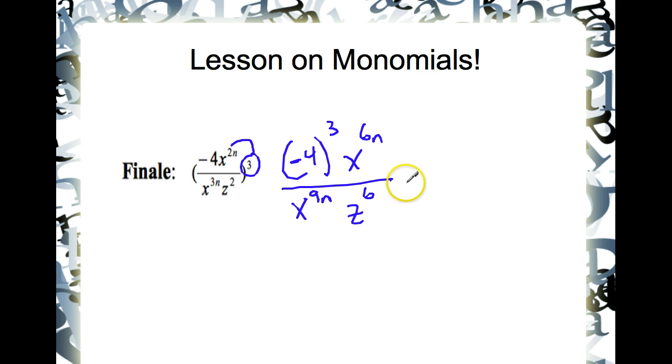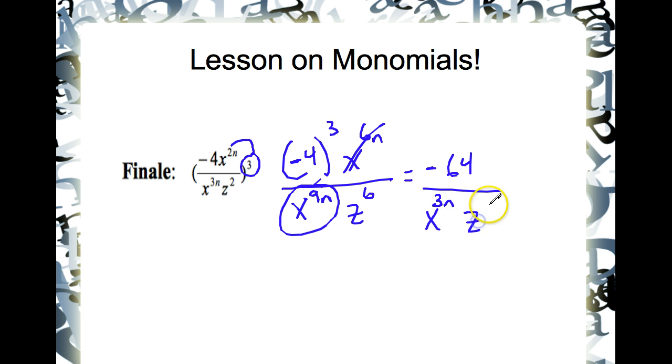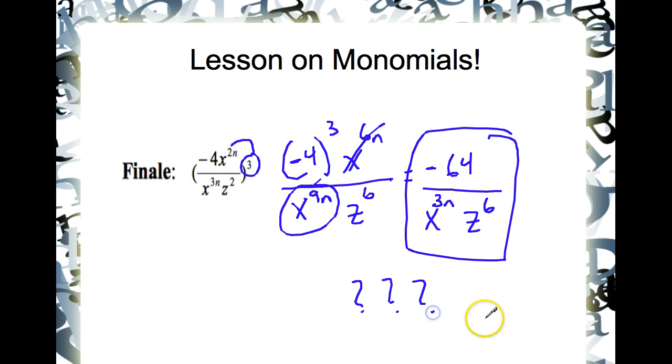Now, we do have a little bit of simplifying here. Negative 4 to the third means negative 4 times negative 4 times negative 4, which is negative 64. We have an x to the 6n on the top and an x to the 9n on the bottom. This wins because it's bigger. So this goes away, the bottom wins, and 9 is 3 more than 6, so that's x to the 3n, and z to the 6th remains in the denominator. Final answer. How many of you got the finale?